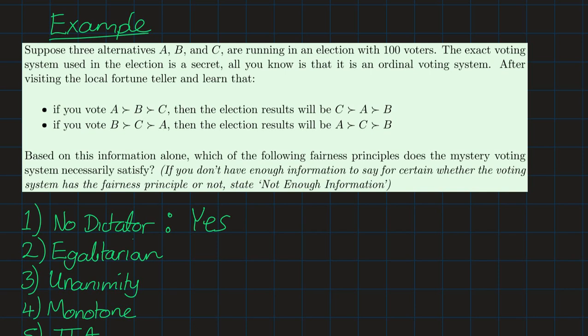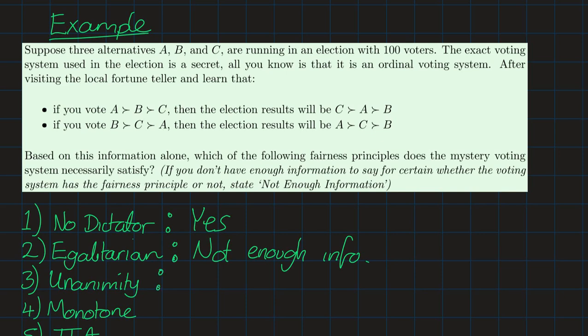How about number 2, egalitarian? Is this voting system egalitarian? Remember, egalitarian means that all the voters are treated equally. Well, there's simply not enough information to conclude this. We have no idea how this voting system works. We don't know if everyone is treated fairly or if some people's votes are worth more than other votes. All we know is this tiny snapshot of information. So we simply do not have enough information to conclude whether it is or is not egalitarian.